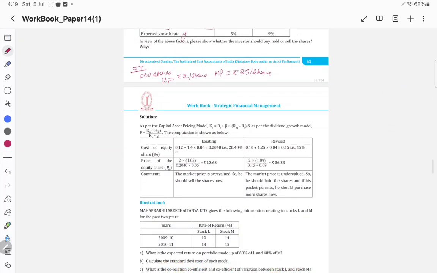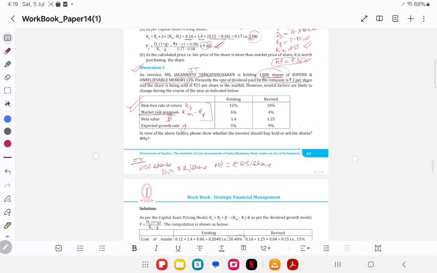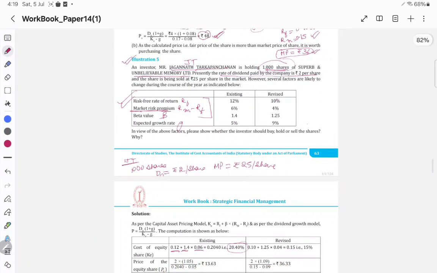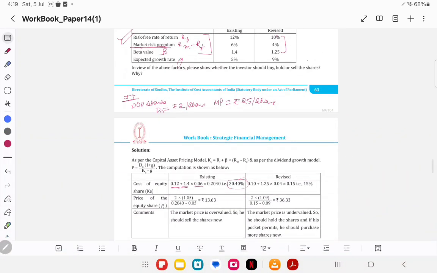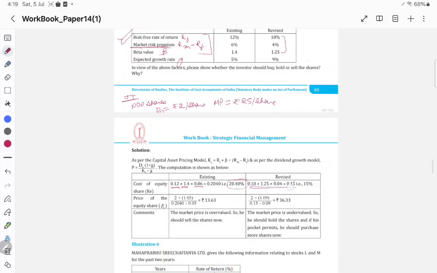They have calculated over here RF plus RM minus RF into beta. So it is coming as 20.40. What I am saying is, in a similar manner for the revised market, they have given the RF, RM minus RF and beta, so you can calculate KE. They have calculated over here, which comes to 15%.